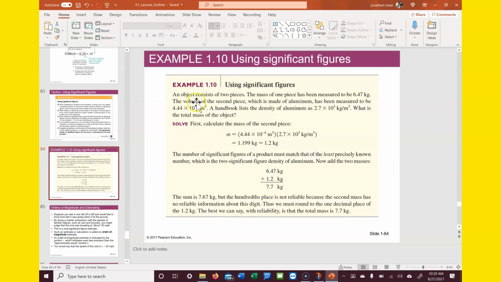Example 1.1. An object consists of two pieces. The mass of one piece has been measured to be 6.47 kilograms. The volume of the second piece, which is made of aluminum, has been measured to be 4.44 times 10 to the negative fourth meters cubed. A handbook lists the density of aluminum as 2.7 times 10 to the third kilograms per meter cubed. What is the total mass of the object?